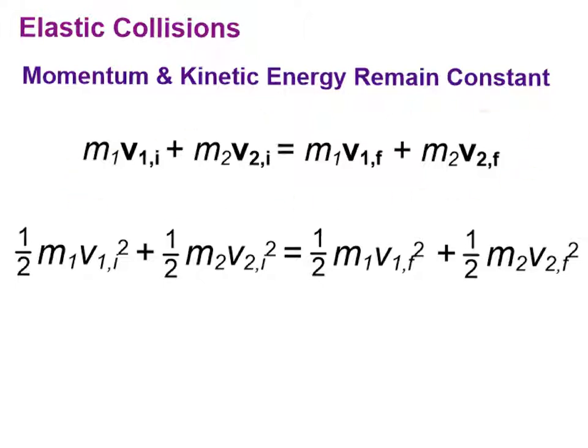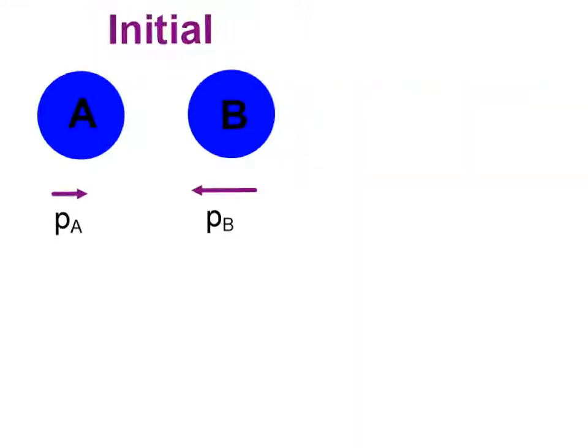These are the equations that we can use for elastic collisions because, again, our kinetic energy will remain constant for these kinds of collisions. So let's look at an example of an elastic collision. Let's look at, say, pool balls or bowling balls, some kind of balls that are headed toward each other. Ball A has a momentum of A and ball B has some momentum of B. They are heading in opposite directions.